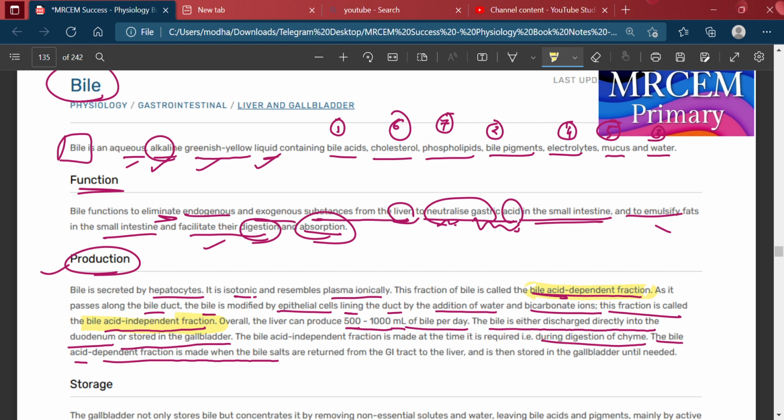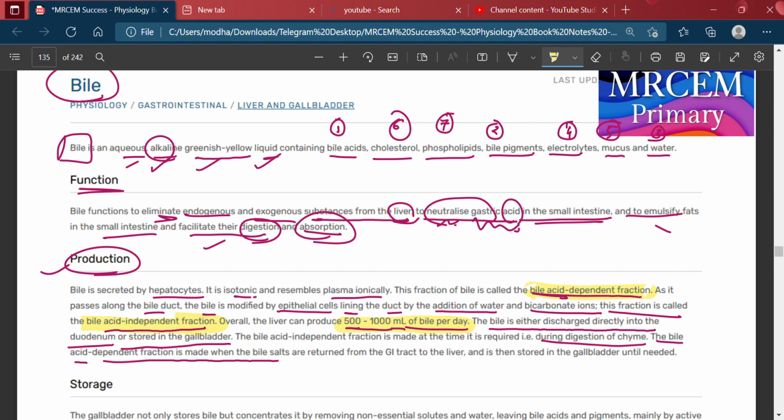Overall, the liver can produce 500 to 1000 ml of bile per day. The bile is either discharged directly into the duodenum or maybe stored in the gallbladder.